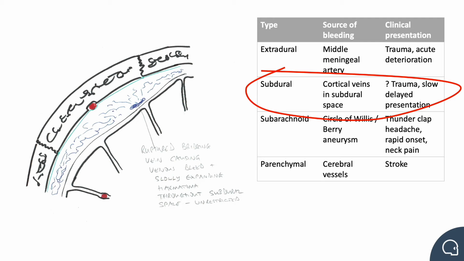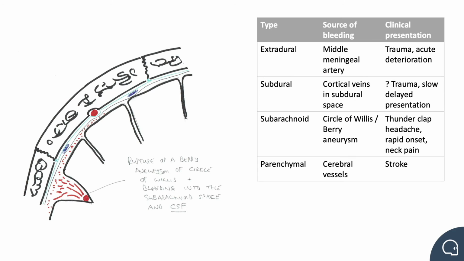The hematoma can spread extensively throughout the subdural space because there's no fixing points of the subdural space apart from the falx cerebri in the midline. The next space is below the arachnoid mater, which is the subarachnoid space between the arachnoid and the pia mater. Remember, this space has CSF within it, the fluid surrounding the central nervous system.